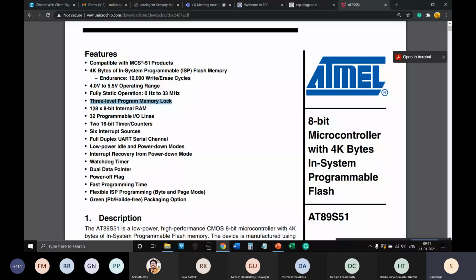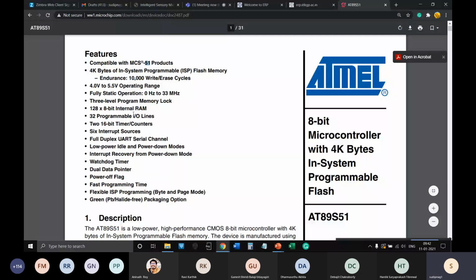And then there is the RAM. There is only 128 bytes of RAM. Look, 128 into 8 bits internal RAM. You can use it similar to registers, but there are different registers also in addition to this RAM. They kept those registers separate because registers are very close to the 8051 microprocessor, whereas RAM is slightly away, which requires extra read-write cycles.